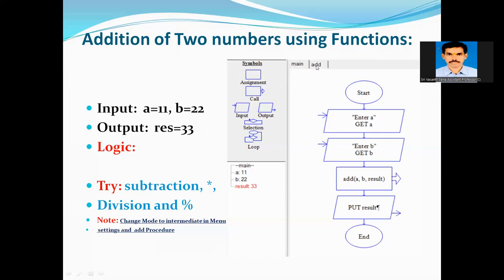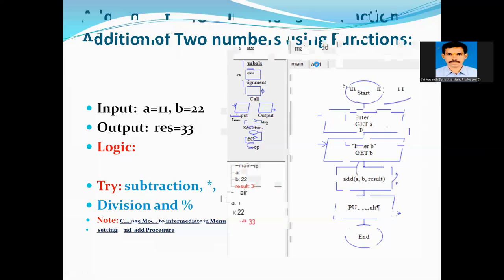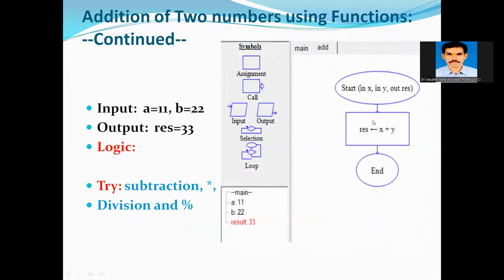Next, we will discuss this add procedure, the add subchart. This subchart takes x comma y; a comma b is copied into this x comma y. So these are the formal parameters. X comma y are the formal parameters. A comma b are the real parameters. A comma b values are copied into this x comma y. X plus y takes place and the result is given to some variable res. So this res is the output variable. By using this output variable, this value is passed to where the function call takes place.